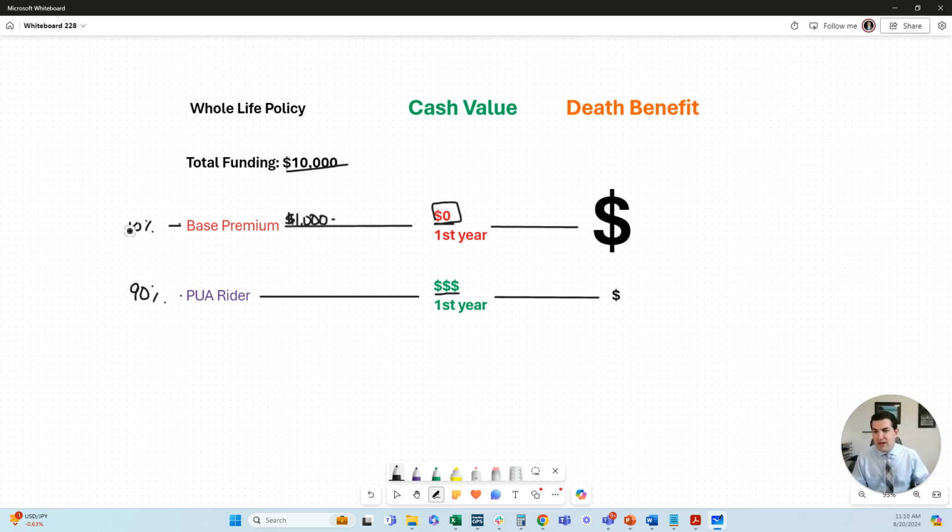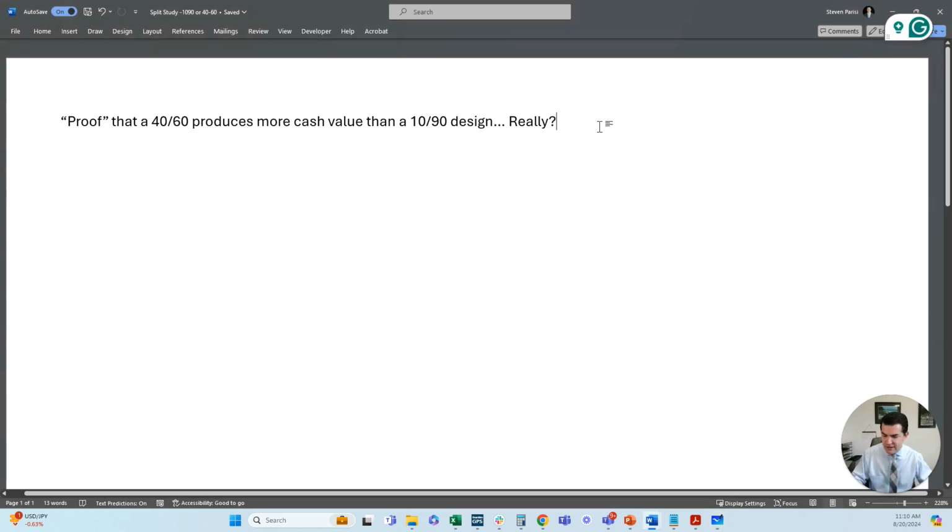Now a 40-60 design is what you would think it would be. I'm putting 40% of my payment of my 10 grand into the premium. So it's $4,000, which means now of the 10K I'm paying, 4,000 is not showing up in cash value. So I have less upfront. Why would I do that? And how on earth could that produce more cash value for me long term? We're going to look at that. So I hope that made sense. Let's get into the comparison here.